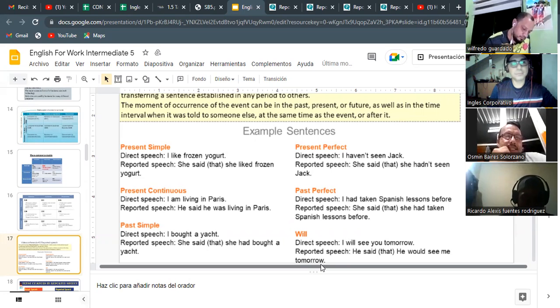Use of will is in the future. Yeah, when the direct speech, when somebody says something with will for the future, in the reported speech we are going to change that for would. Okay? Right. That will be the rule.